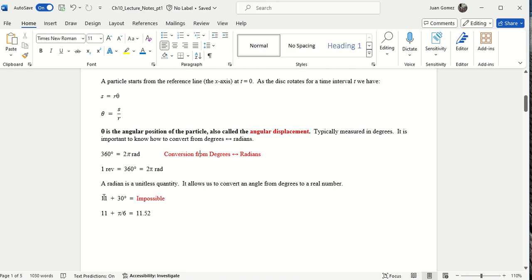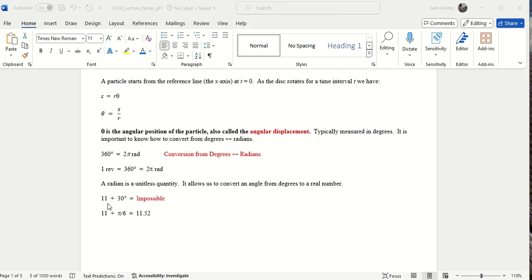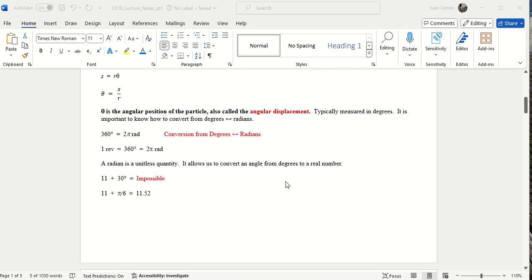So for example, if you wanted to do 11 plus 30 degrees, you can't do that. You can't add a real number to a degree measurement. So if you wanted to add the real number 11 plus 30 degrees, that's impossible. You can't do it. But if you convert 30 degrees to radians, you'll get pi over 6. And now remember, a radian is simply a real number. It's a way of expressing a degree as a real number. And 11 plus pi over 6 gives you 11.52.